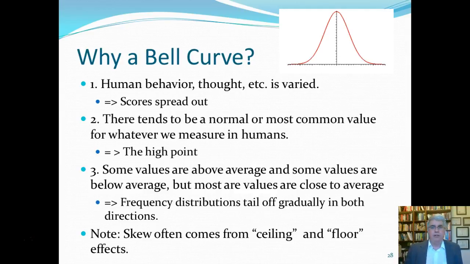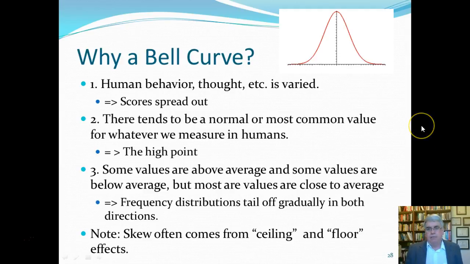There's a few girls that are shorter and a few that are taller, and very few that are much, much shorter, and a few that are much, much taller. But the normal height's about 5'3" or 5'4" for females. So we can say that some values are above average and some values are below average, but most values are close to the average, and that's the normal score.